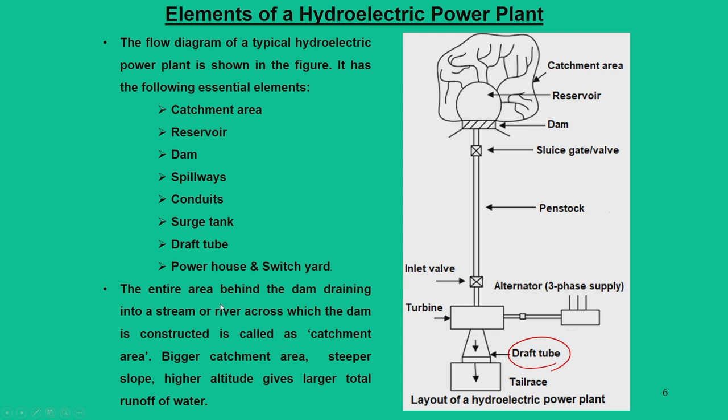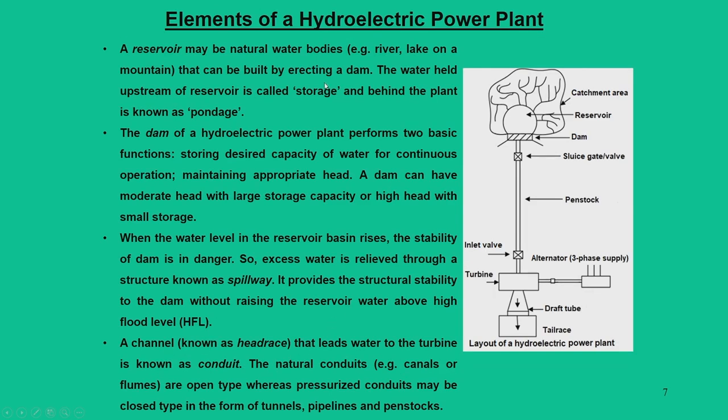So, I explained about the catchment area and dam. Then we have the reservoir. These are like natural water bodies, river or lake. A dam has to be constructed, because we need to have continuous operation of the turbine. So, we need to have storing capacity. That means, we must have an estimate of how much water, or volume flow rate of water, is available while maintaining appropriate head. So, one can think of a dam to have a moderate head with large storage capacity, or high head with small storage. These are the two possibilities we can think of while constructing a dam.